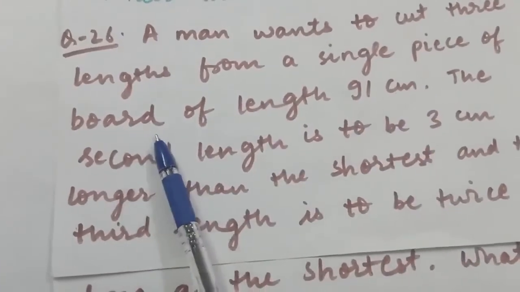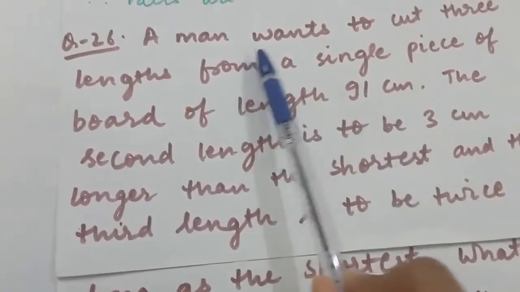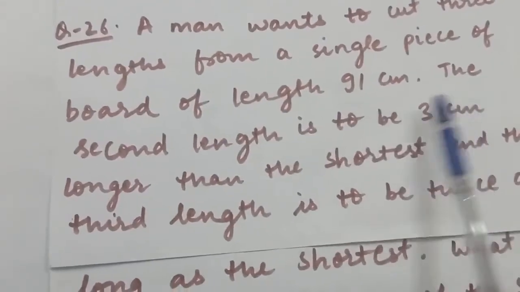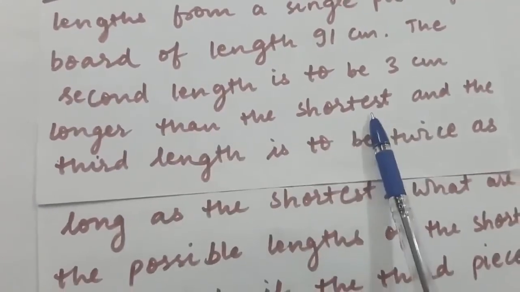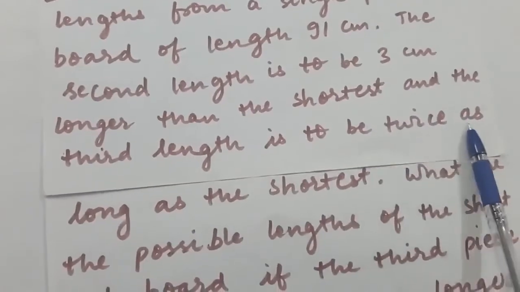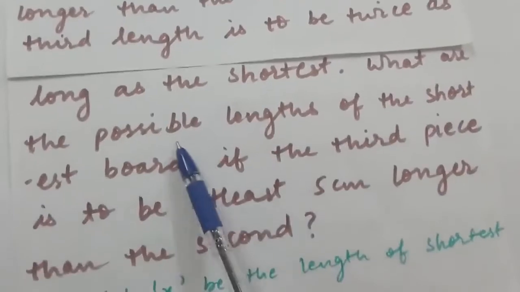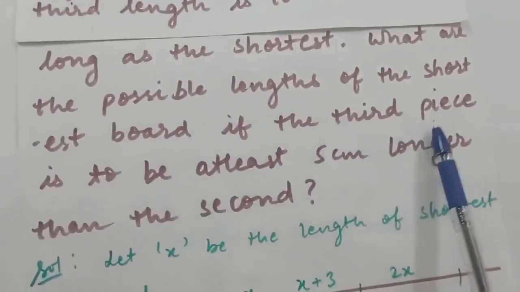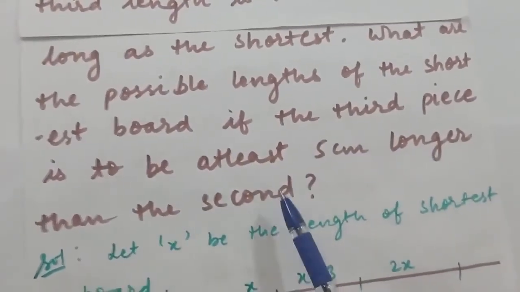26th. A man wants to cut 3 lengths from a single piece of board of length 91 centimeter. There is a single piece of board of length 91 centimeter and a man wants to cut 3 lengths from that board. The second length is to be 3 centimeter longer than the shortest, and the third length is to be twice as long as the shortest. What are the possible lengths of the shortest board, if the third piece is to be at least 5 centimeter longer than the second?